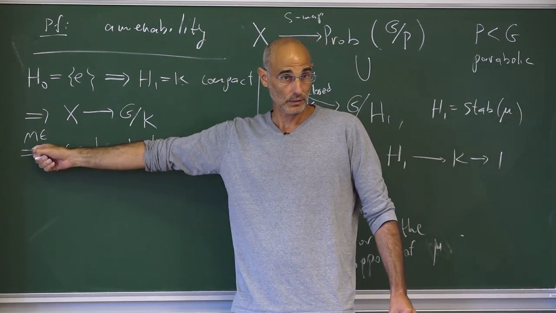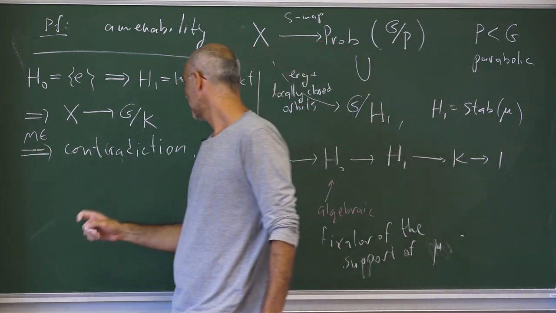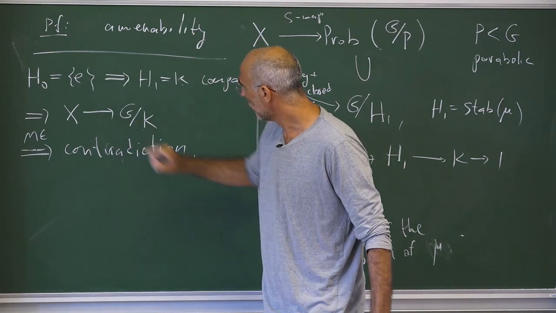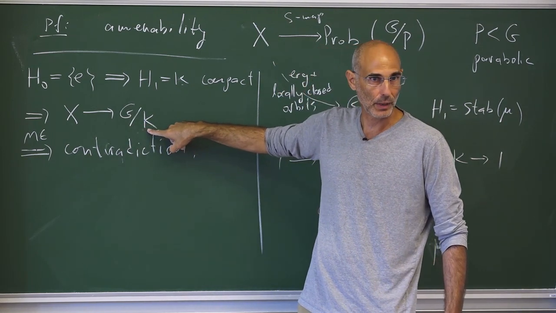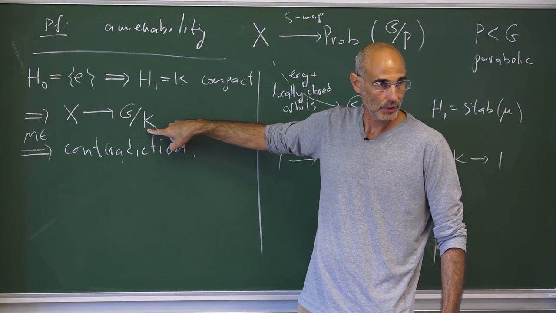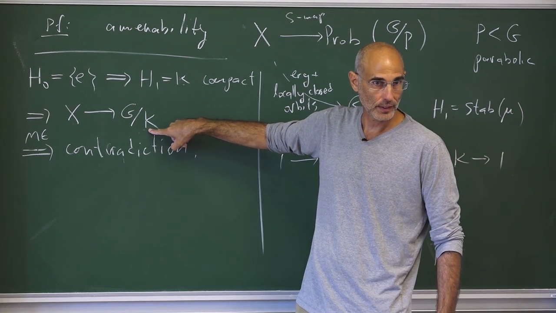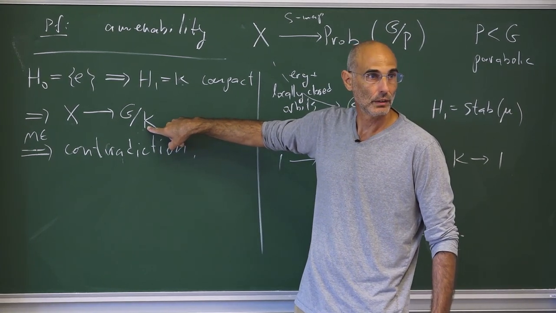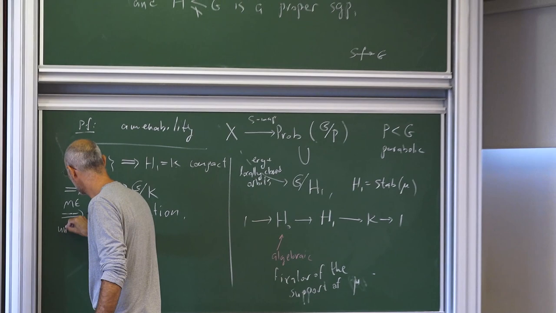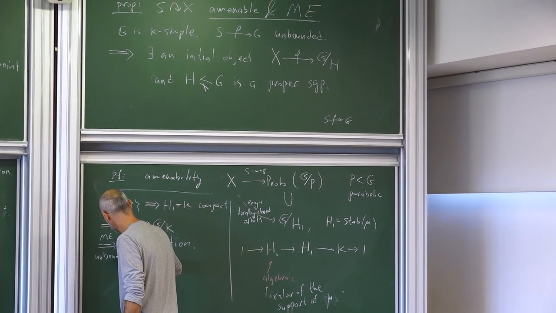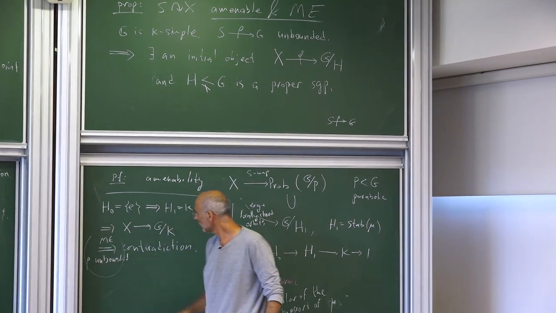I mean, here, this is the only use of ME, metrically ergodic, because this is a metric space. So what I actually get by ME is that the map is constant, and this constant is S invariant, and this means that S is contained in a conjugation of K. So here I also use the assumption that rho is unbounded. So these two assumptions we'll use here.